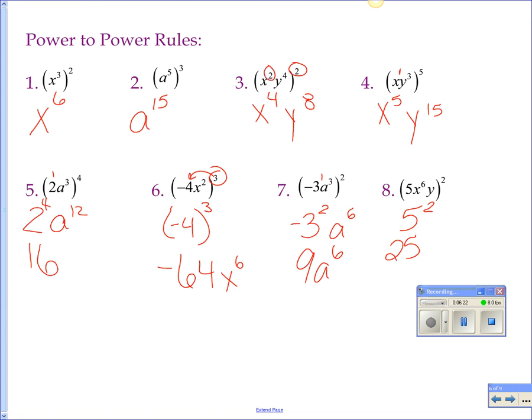Gracie, what do you do with the 6? Very good, which gives you x to the 12th. And Andrea, I'm going to put a 1 here. What do I have to do with this 1 with the y? Times it by what? 2, which gives me y to the 2nd.